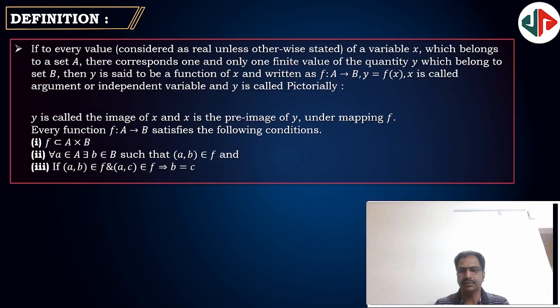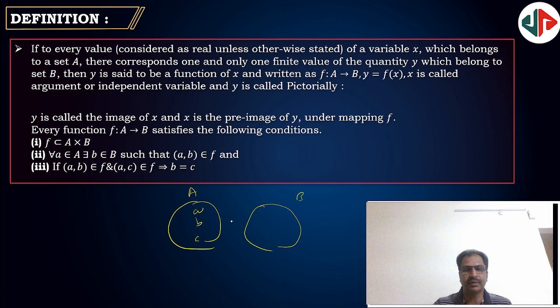First, the definition of a function. Let us consider two sets A and B. Let us say we have three different elements here. A relation from A to B is said to be a function if every element of the first set is uniquely associated with an element in the second set.